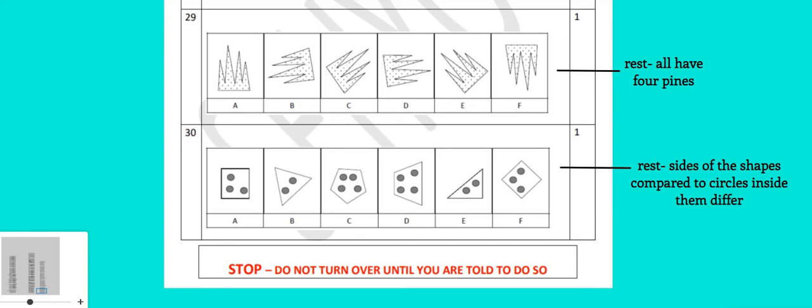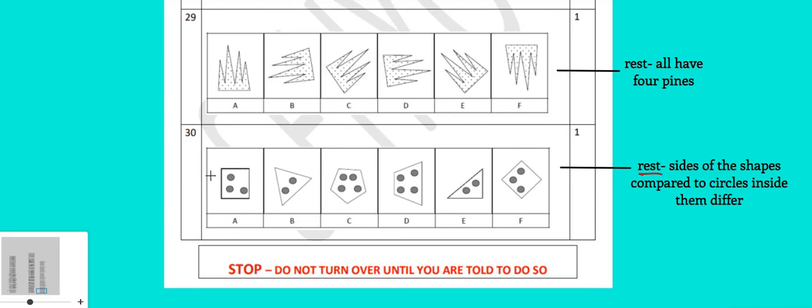Looking at the first example, that is example number 30. Here we need to choose the odd one out from these figures. Let us see our first observation. By looking at them, we can say that in the rest of the figures, all the figures except for the answer figure, the number of sides of the shapes compared to the circles inside them differ.